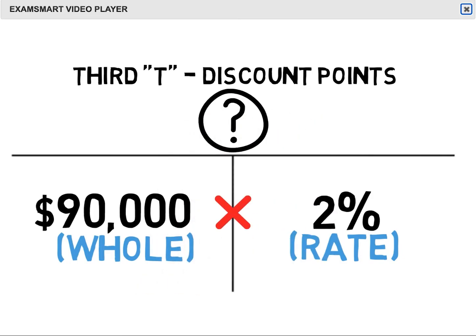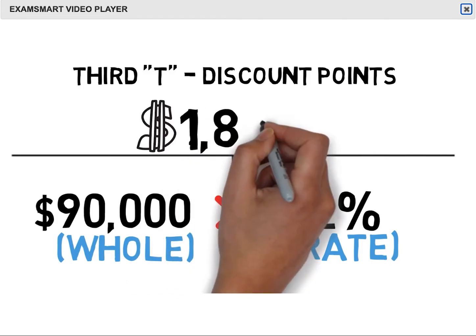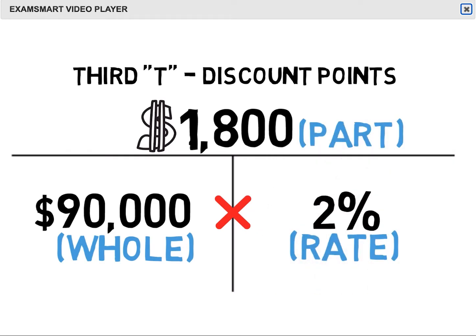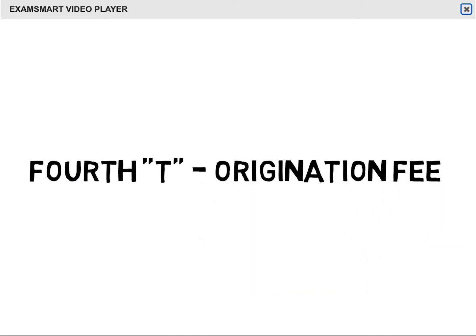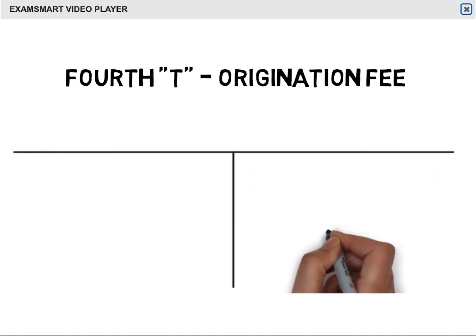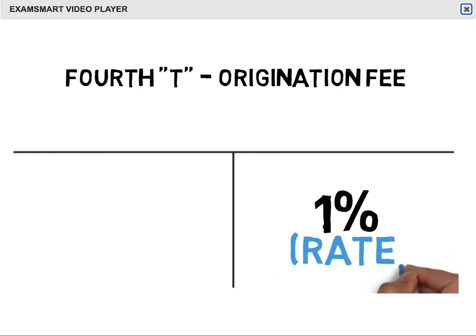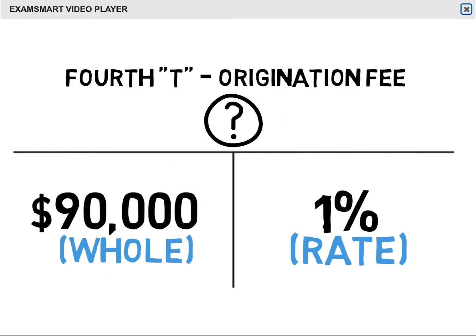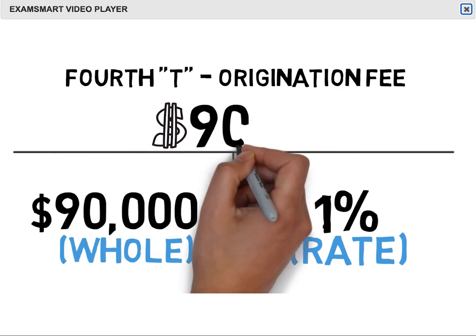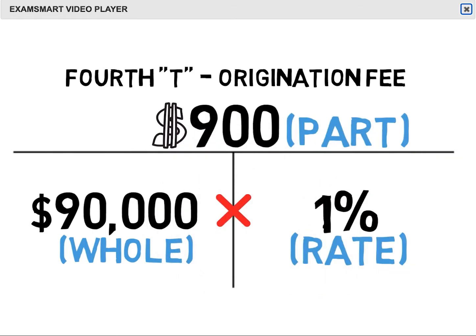So we take $90,000 times 2%, and that will give us $1,800 as the part for the discount points. Our fourth T will be the 1% loan origination fee. So 1% goes in the bottom right. The $90,000 loan amount is the whole amount on the bottom left, and our formula says to multiply straight across. So we take $90,000 times 1%, and that would give us our part, or the loan origination fee, of $900.